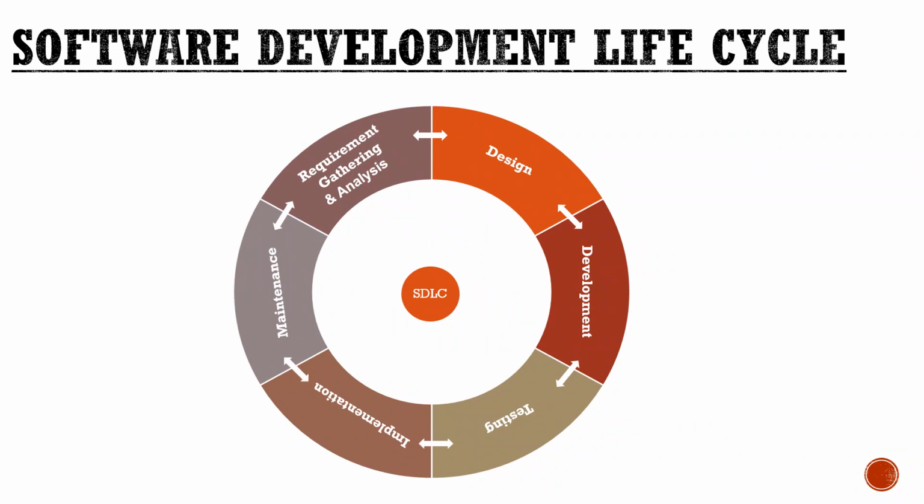The next phase is the design phase. In this phase, the system architect designs the architecture of the software. Based on the design phase, the developers develop the software, and after development, the testing team will test all the developed software, and after testing, the software is implemented at the client side. Then a separate team called the maintenance team will maintain the software. These are all the phases of the software development lifecycle.